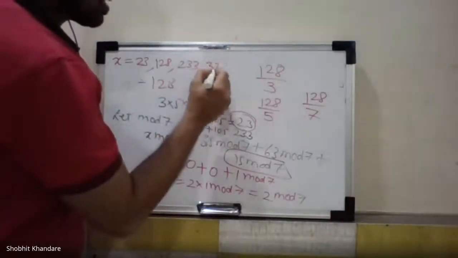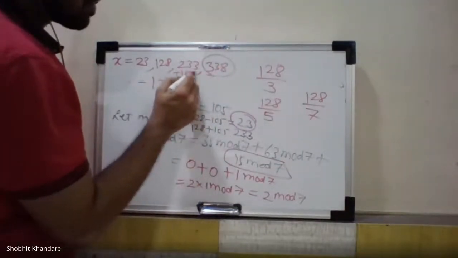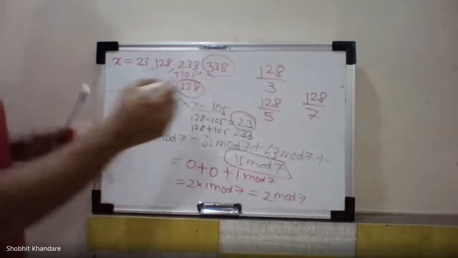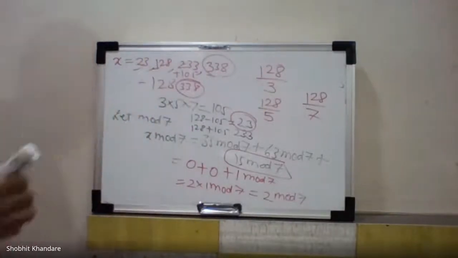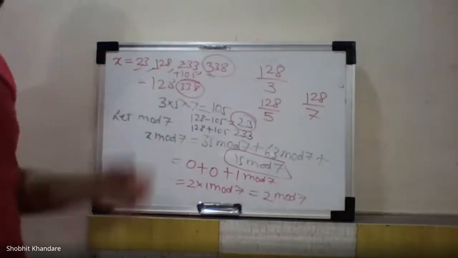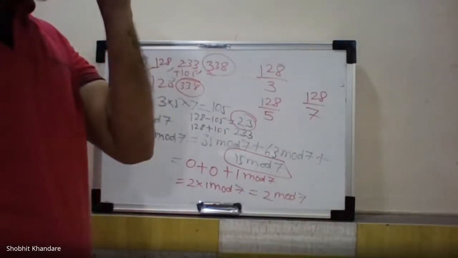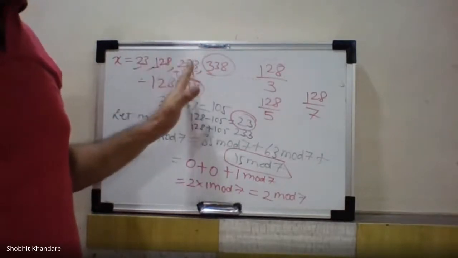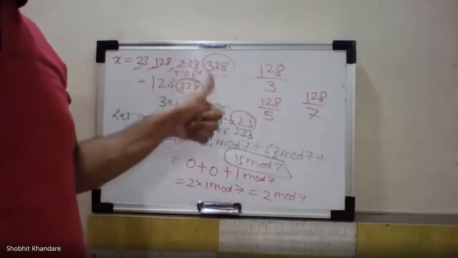338. Yes, 338. How to get 338? 233 plus 105, and so on. You can cross check this, and you will see that it satisfies the problem. So we'll see a few more examples on the Chinese remainder theorem. This is important, CRT questions are definitely asked on this. We'll also see some examples on Euler's theorem.